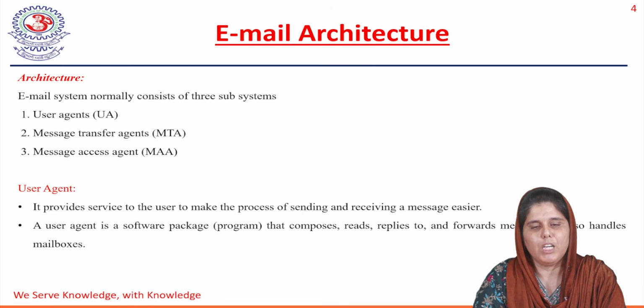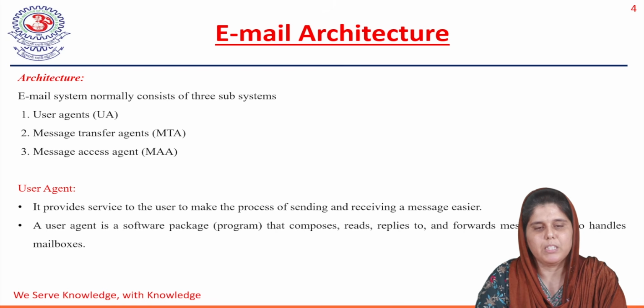Before discussing email protocols, we will look in depth at email architecture. Generally, the email architecture consists of three subsystems. The first one is the user agent, followed by the message transfer agent, and finally the message access agent. First, we will see the user agent. It provides services to the users to make the process of sending and receiving a message easier.